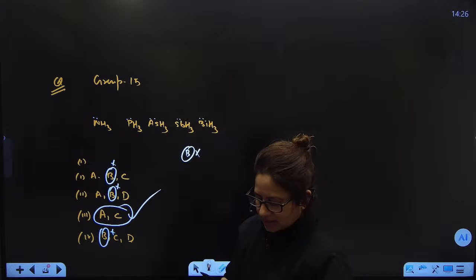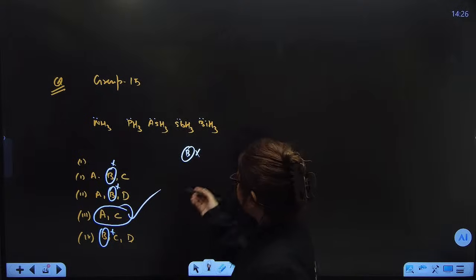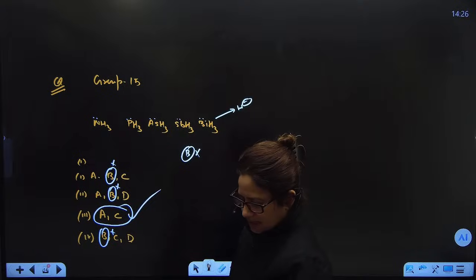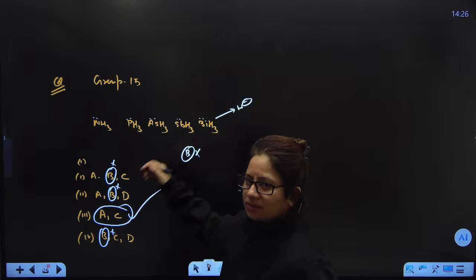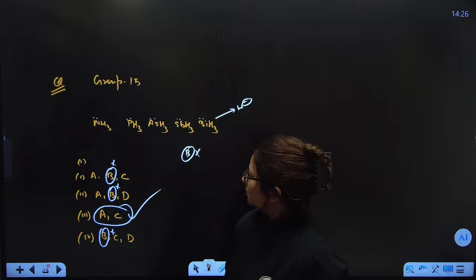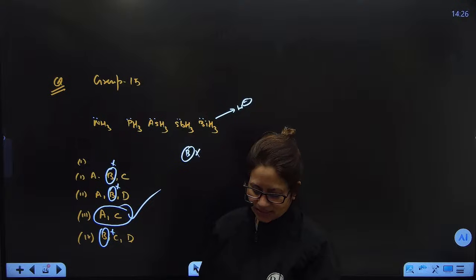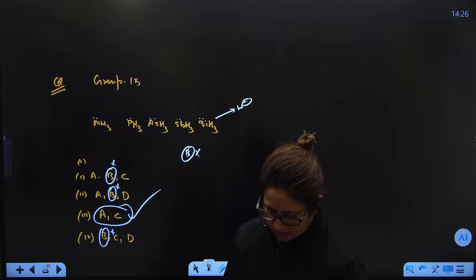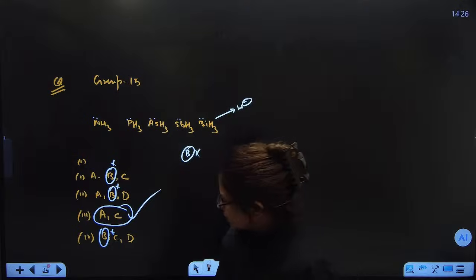So A and C: reducing power increasing down the group is perfectly fine because it can release H minus easily. And option C is stability decreasing down the group, perfectly fine, thermal stability decreasing down the group. So your answer should be A and C. Easy question. Now we have one more question.